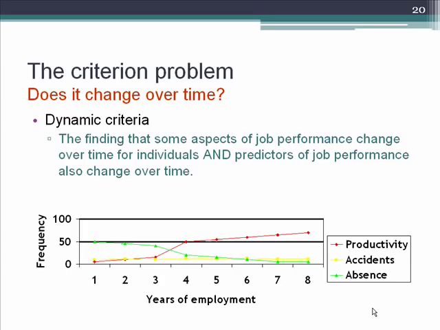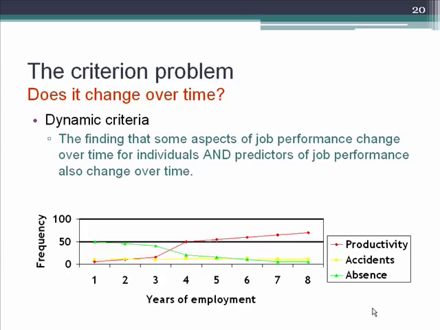The term dynamic criteria captures this fact and refers to the finding that some aspects of job performance change over time for individuals, and predictors of job performance also change over time. When this happens, we usually have a measurement issue. Let me give you an example.